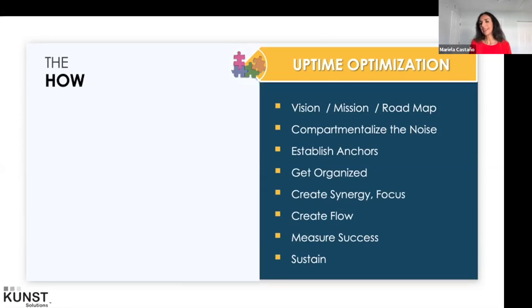Measuring success, ensuring that everyone understands their contributions, what is controllable, what is non-controllable, and how they can turn non-controllables into controllables. And finally, sustaining, showing your leadership, go to the Gemba, communicate to your team members.